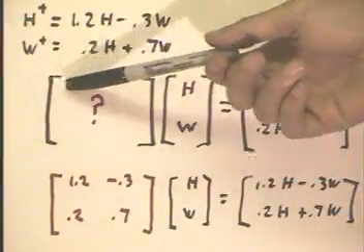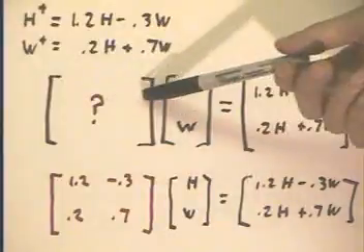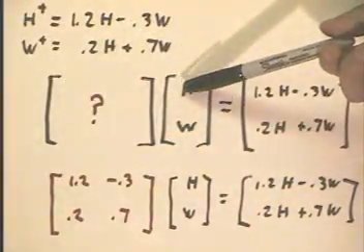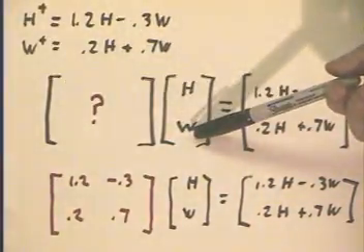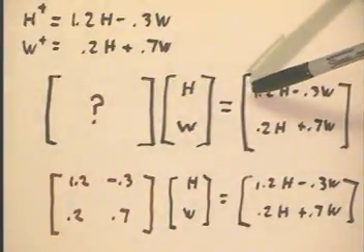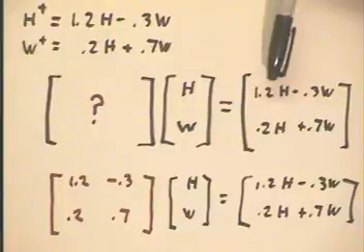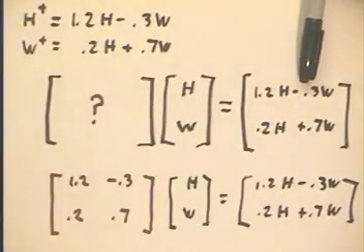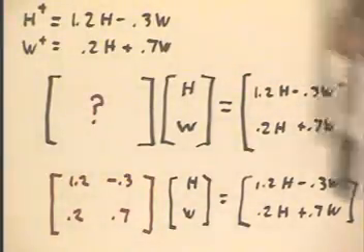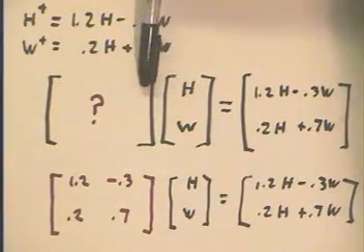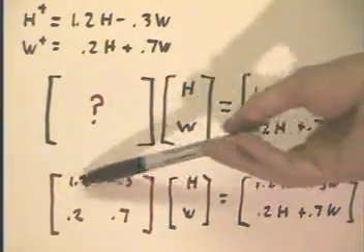Well, we're going to have a first row, and the numbers in the first row, the first number is going to multiply the number of hares, the second number is going to multiply the number of wolves, and it's going to give us 1.2H minus 0.3W. Well, that means that we're multiplying the number of hares by 1.2 and the number of wolves by negative 0.3. It means we're going to have to put 1.2 here, negative 0.3 here. And of course that's what we've got.